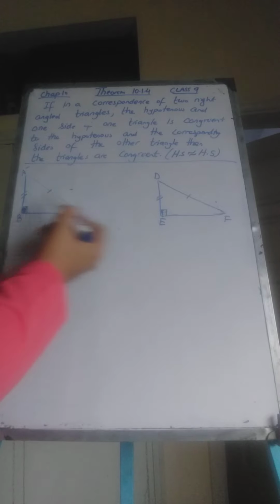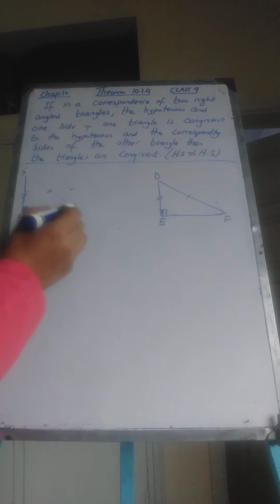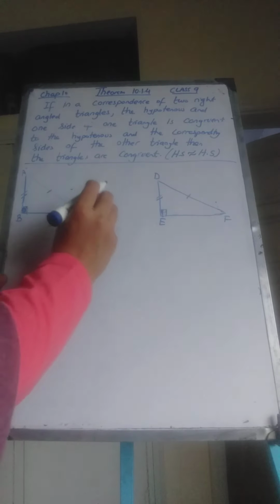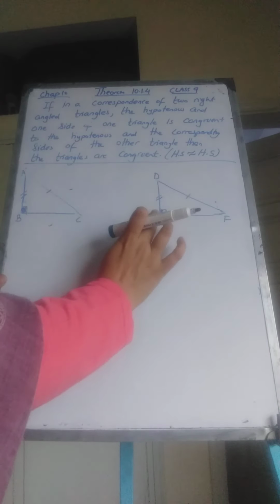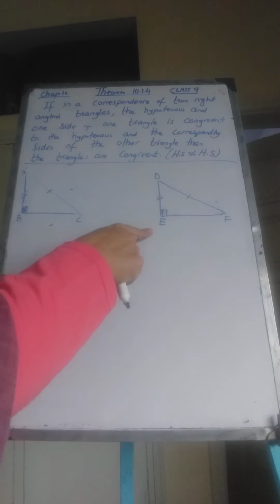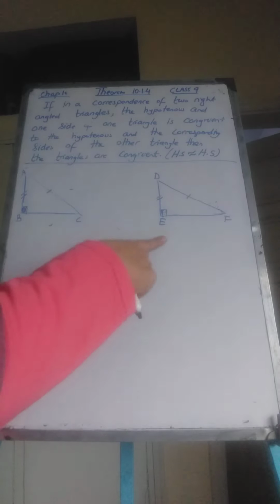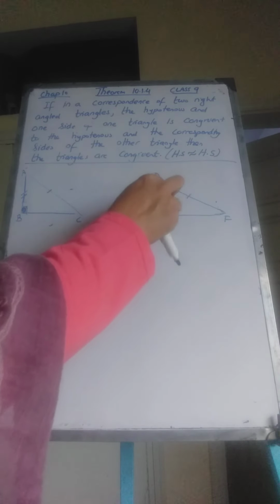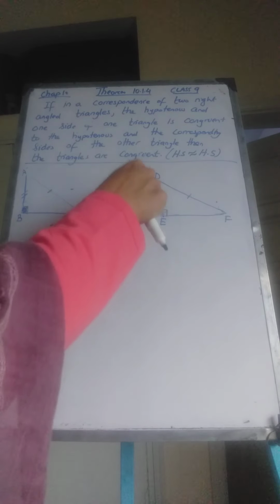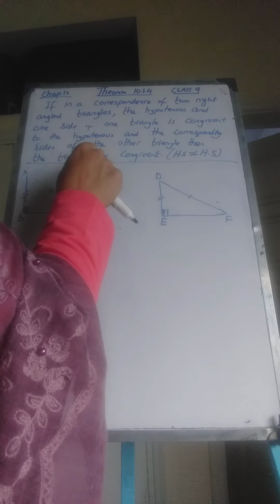I have taken this side as AB and DE, and the hypotenuse of this triangle is congruent to the hypotenuse of the triangle DEF. So one hypotenuse and one side of this triangle is congruent to the hypotenuse and the corresponding side of this triangle. So it means that we have to take AB and DE as the corresponding side. One more thing that you have to remember is that the HS postulate is only for right triangles, okay, not for oblique triangles. So the statement is that if the hypotenuse and one side of one triangle is congruent to the hypotenuse and the corresponding side of the other triangle, then the triangles are congruent.